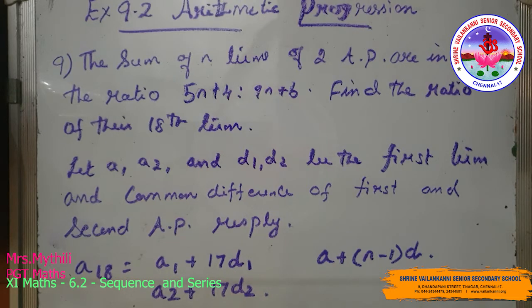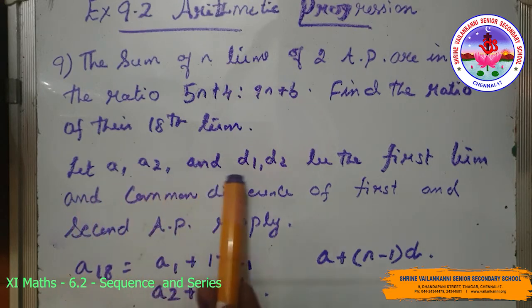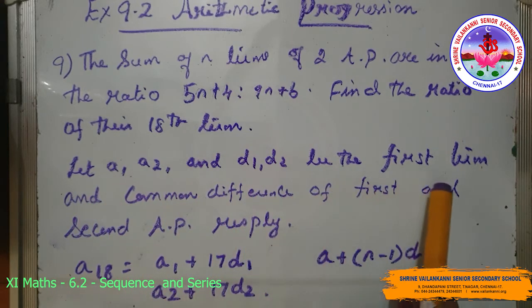So ninth one, the sum of n terms of two APs are in the ratio 5n plus 4 is to 9n plus 6. Find the ratio of the 18th term. So we can take a1 and a2 and d1 and d2, which are the first term and common difference of the first and second AP respectively. Then we have to find the ratio of the 18th term.